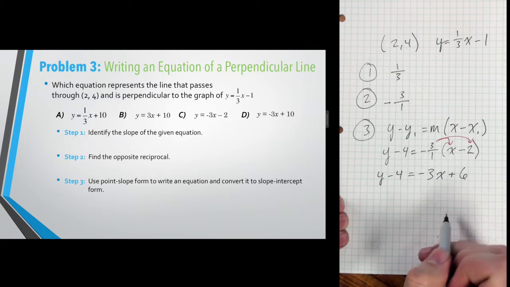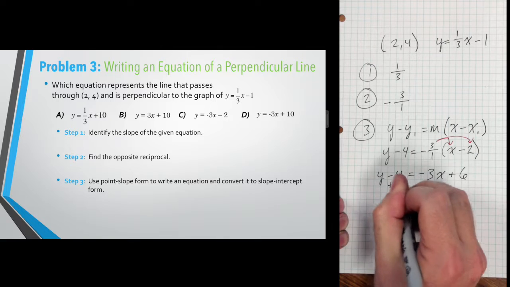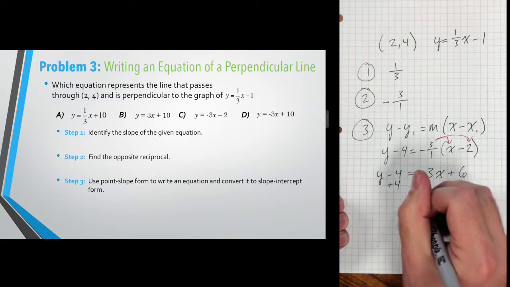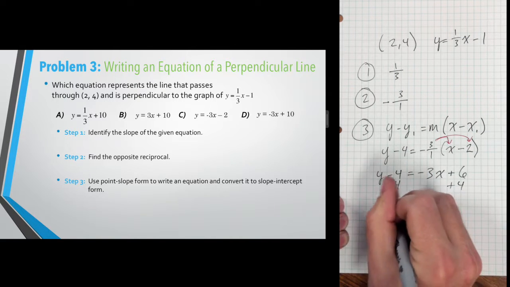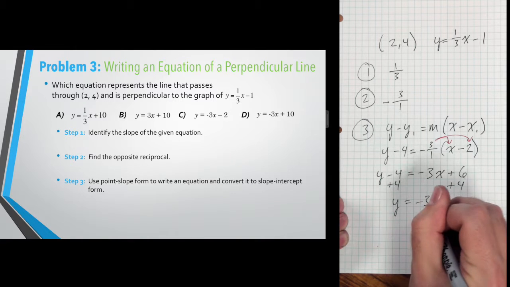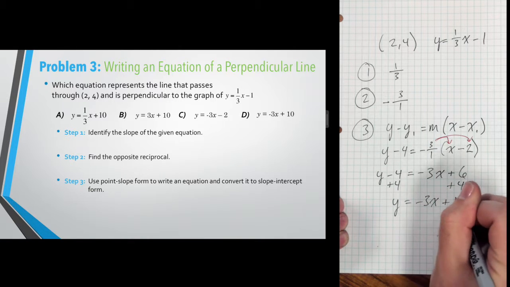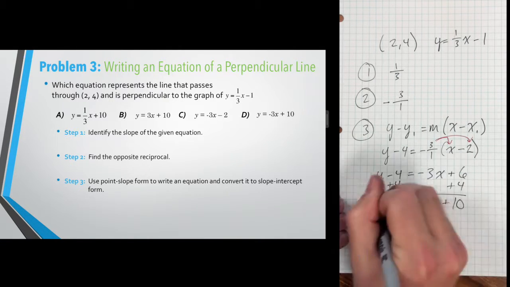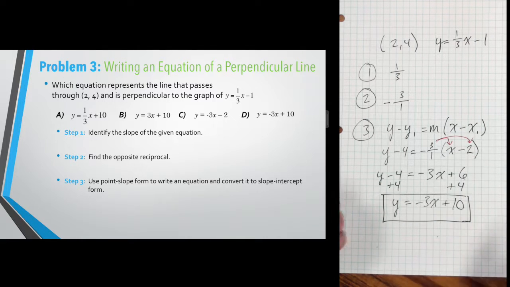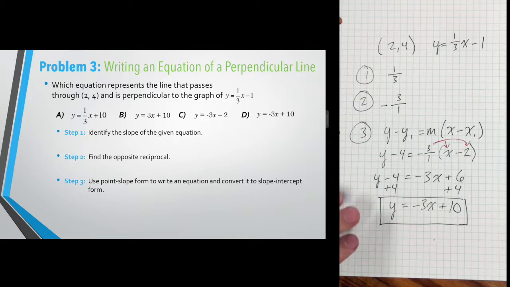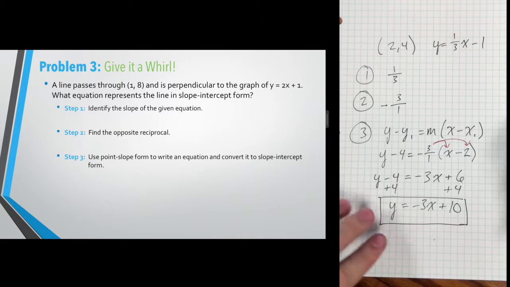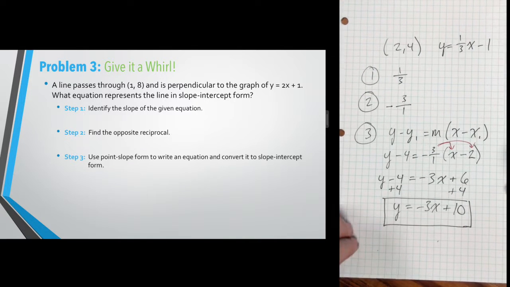So we distributed. Now we need to get this 4 out of here, and this minus 4. So add 4 to both sides. Y equals negative 3x plus 10. There's our answer. So it's very similar to problem 1, but this time we want a perpendicular line, not a parallel line. So try this next one. Rewind if you need to, but try this one, and then we'll look at it.